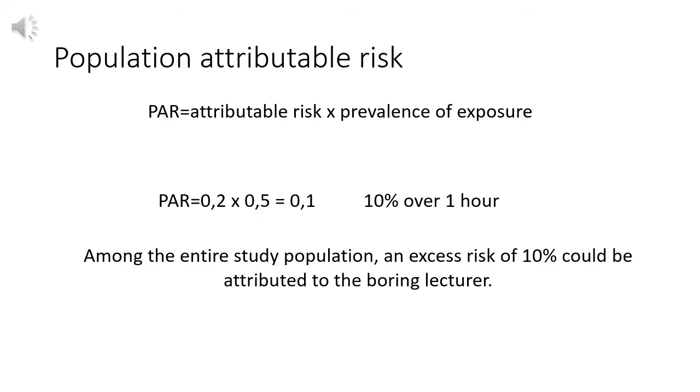Let's calculate the population attributable risk. It's attributable risk 0.2 times prevalence of exposure 0.5. It equals 0.1. In other words, the population attributable risk is 10% over a 1 hour period. So among the entire study population, an excess risk of 10% could be attributed to the boring lecture.